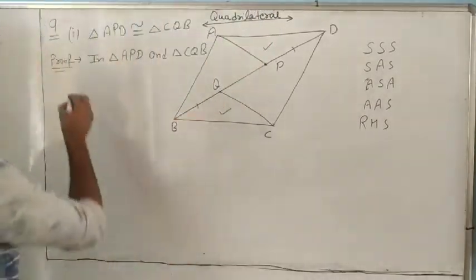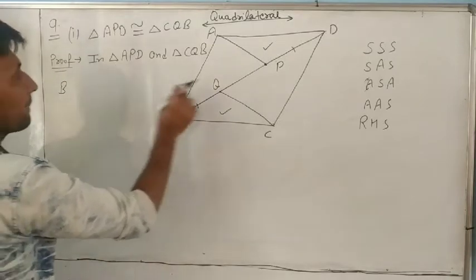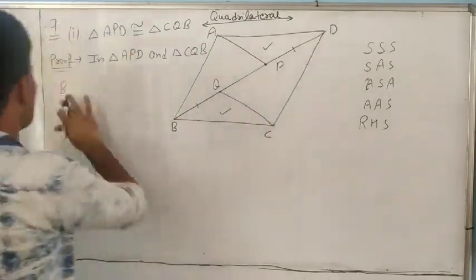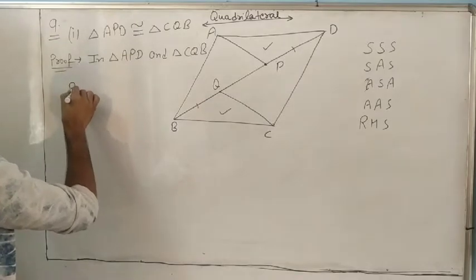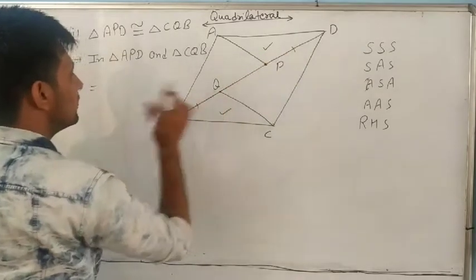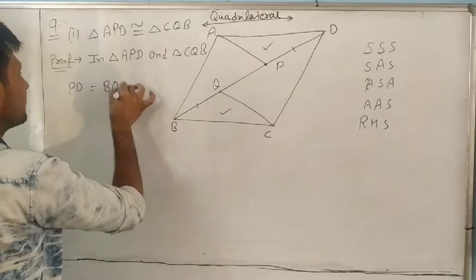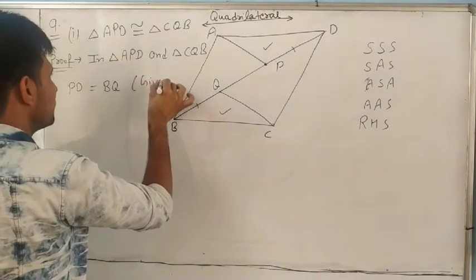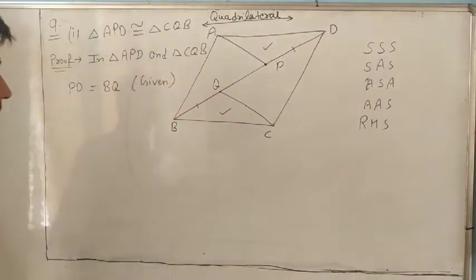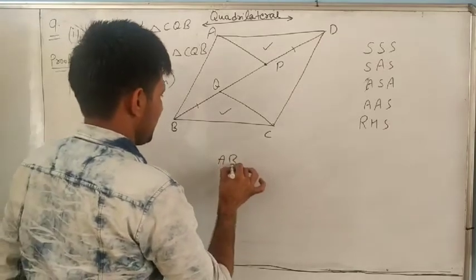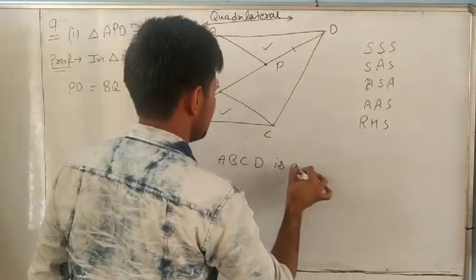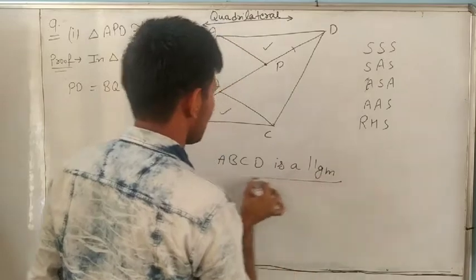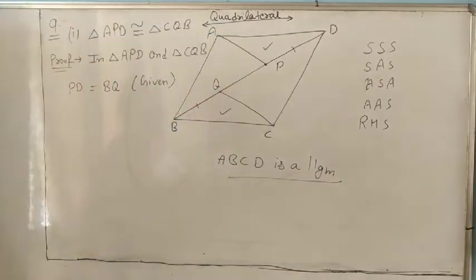When you start a question, first we always write what is given in the question. Next we write PD equal to BQ. Why? Given. Next, ABCD is a parallelogram. It is given.